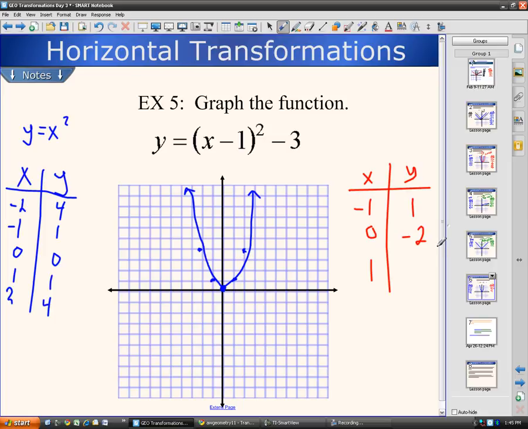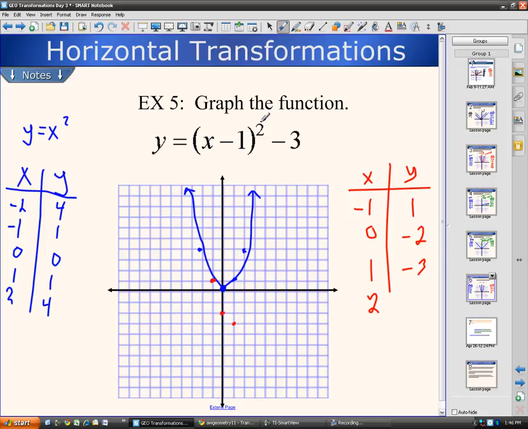So let's plot these points and see what happens. So I have this point in common, and then I'm at 0, I'm at -2, and at 1, I'm at -3. So maybe this is the U-shape kind of curving down this way, but I'm not 100% sure. So let's keep going. Let's try 2 and see what happens. If I plug 2 in, 2 minus 1 is 1. 1 squared is 1. Minus 3 will give me -2.